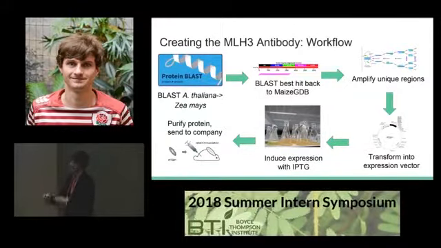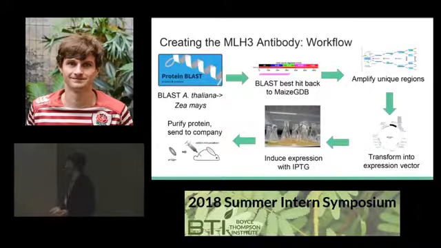the best hit back into the Mays database to find the unique regions, because to make an antibody, we want the antibody to bind to the regions that are only in MLH3, not to things that are conserved between multiple genes. Once I found those 2 unique regions, there ended up being 2 in MLH3. We called one the N term because it was near the front of the protein. We called the other the C term because it was near the end of the protein.